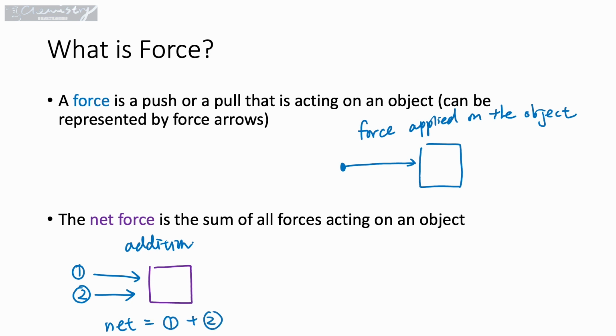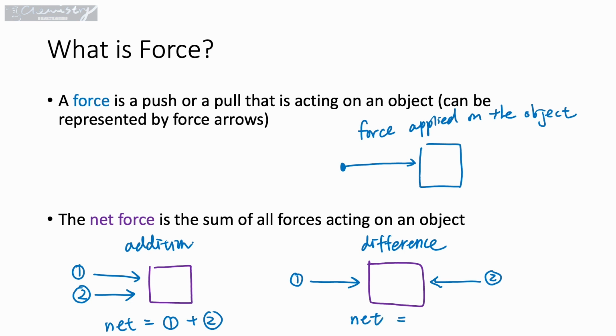If we have a force acting in the opposite direction, then it's going to be a subtraction, and it doesn't have to be equal, by the way. So if we have force 1 and then force 2 acting in opposite directions, then we are taking the difference. In this case, the net force is going to equal 1 minus 2. So this results in a cancellation effect.